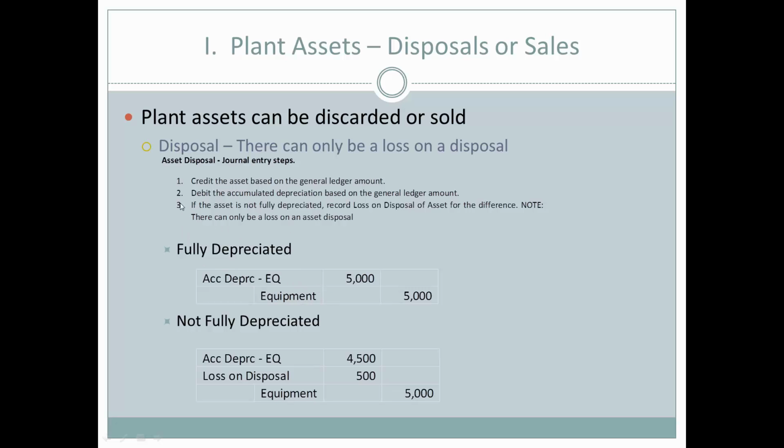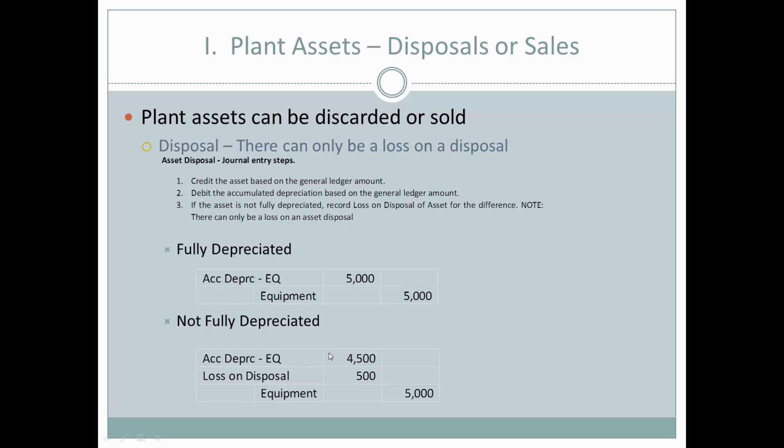on the disposal. So if the asset is not fully depreciated, we're going to record a loss on disposal for the difference. Note, there can only be a loss on an asset disposal. So this is a fully depreciated asset, no recording of a loss on disposal.